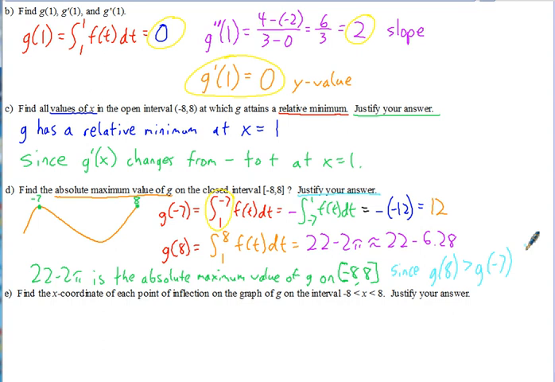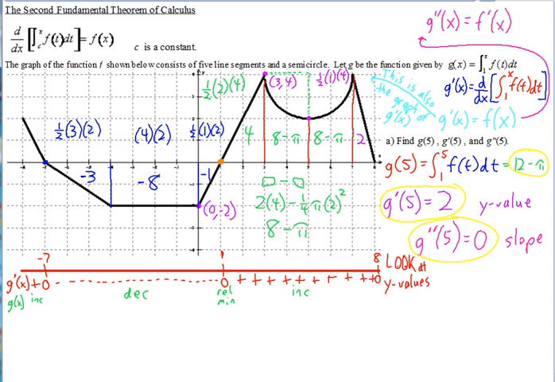In the last part of this example problem, find the x-coordinate of each point of inflection on the graph of g on the interval from -8 to 8. Justify your answer. So let's go back to the graph now. Points of inflection come from the second derivative. So now let's draw another number line underneath this one that represents the second derivative.